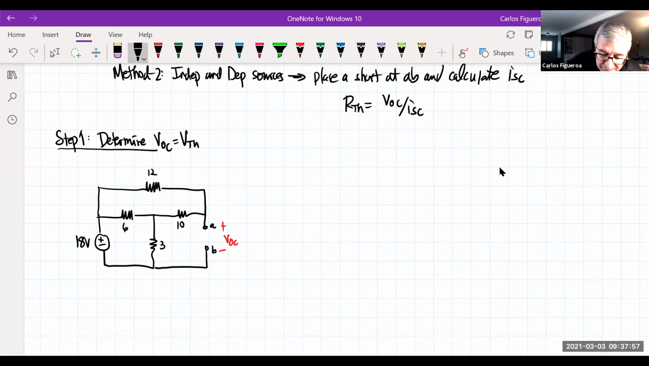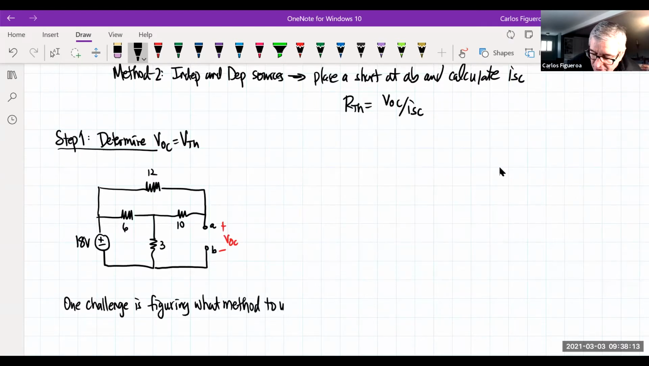So one challenge is figuring out what method to use to determine VOC. It really is. And so what my job is, I tell you what, 99% of you are going to do, you know what you're going to do? You're going to use node. Why? If you've got a hammer, everything looks like a nail.